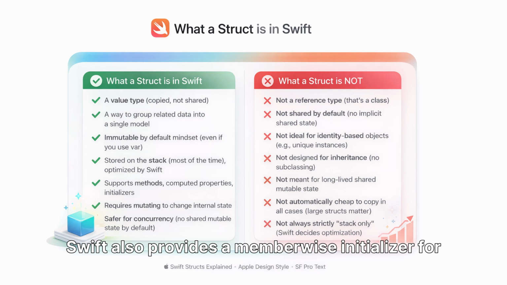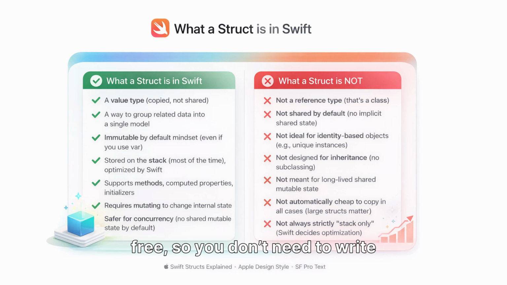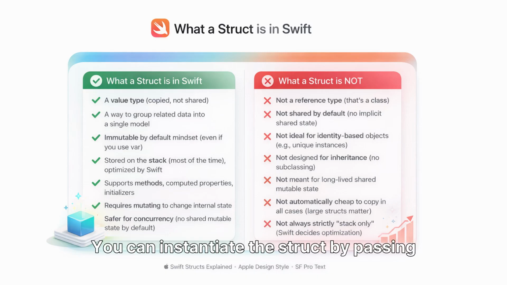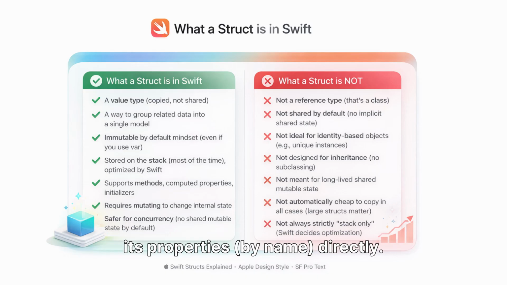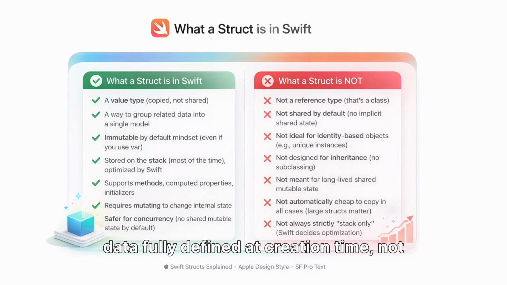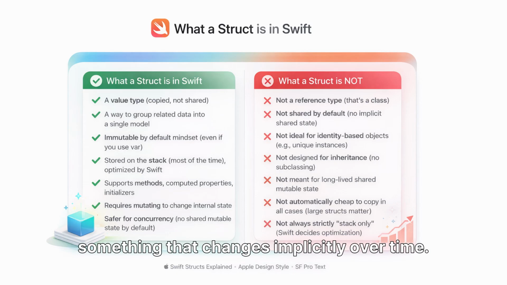Swift also provides a member-wise initializer for free, so you don't need to write an init unless you want custom behavior. You can instantiate the struct by passing its properties by name directly. Semantically, this reinforces that a struct is data fully defined at creation time, not something that changes implicitly over time.